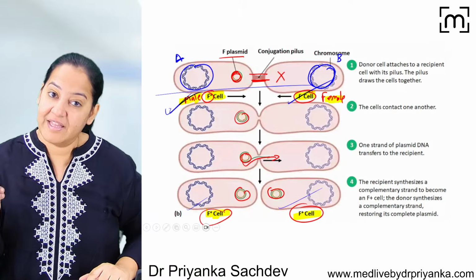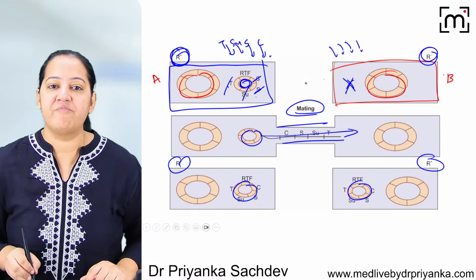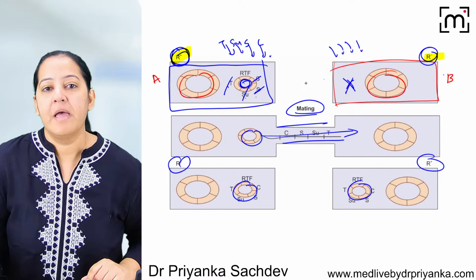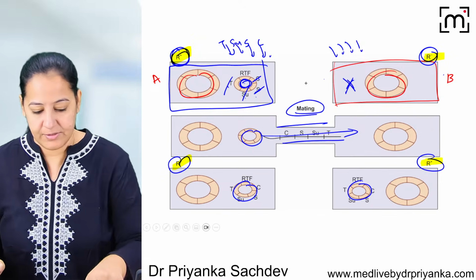The same thing which was occurring in the F plasmid. At the start, one is F positive, one is F negative. At the end, both become F positive. Here also, when we start, one is R positive, one is R negative, but at the end, both of them become R positive. Okay, say yes if you got it.